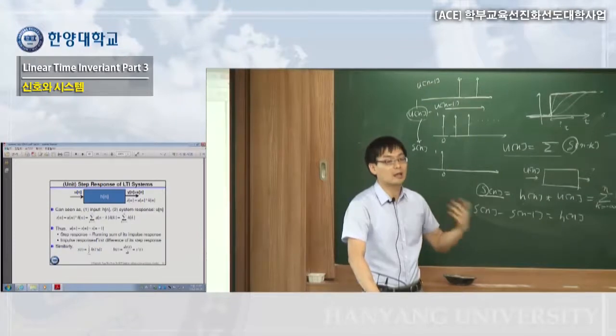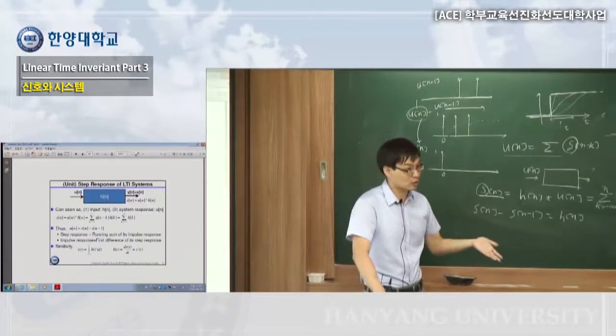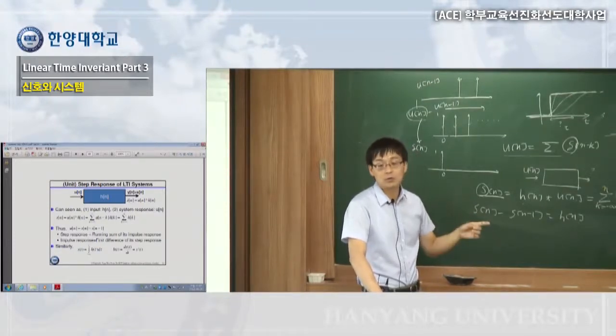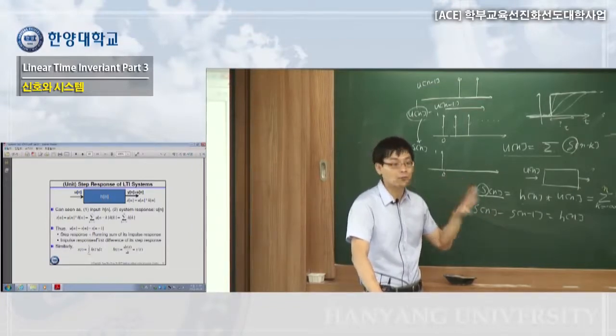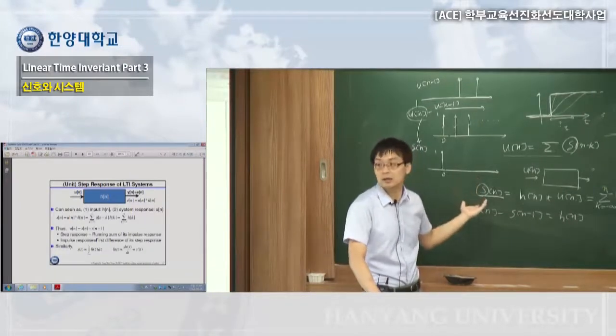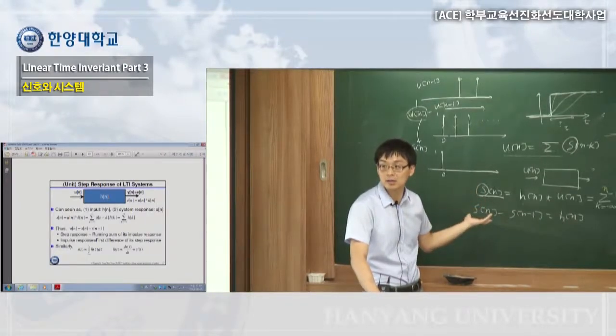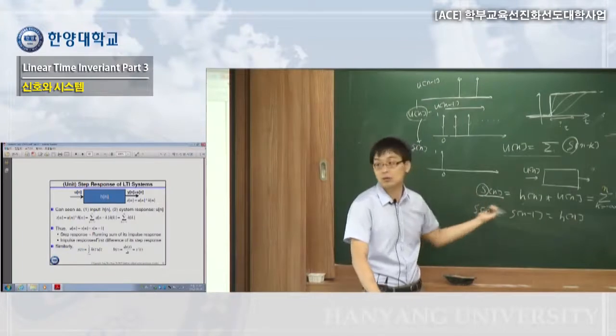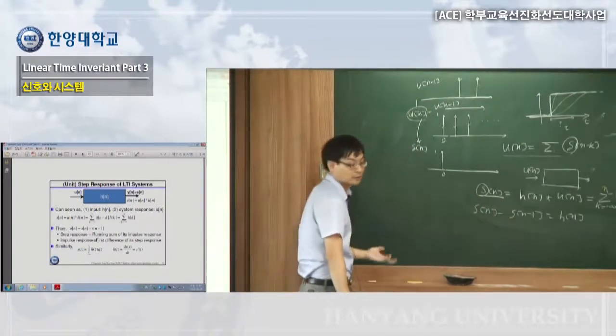But we keep talking about H. If you know H, you can understand the system. To find H, there are several ways you can do it. You apply delta. If you cannot apply delta, you can apply a step response and then do the subtraction. That's another way you can do it.